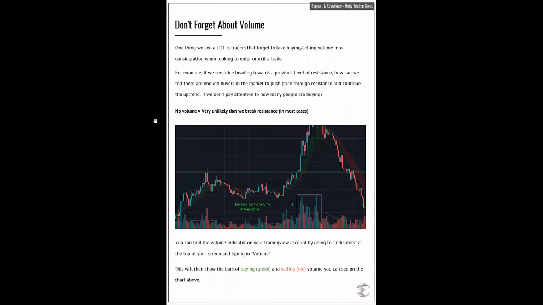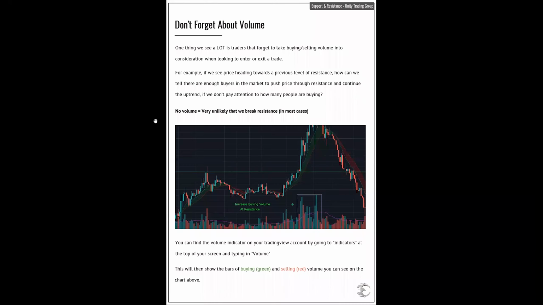No volume pretty much equals that it's very unlikely that we break resistance in a lot of cases, unless there's some manipulation or it's a lower liquidity alt cap coin like I spoke about beforehand, where it doesn't take much money to move the market and doesn't really respect those trends.